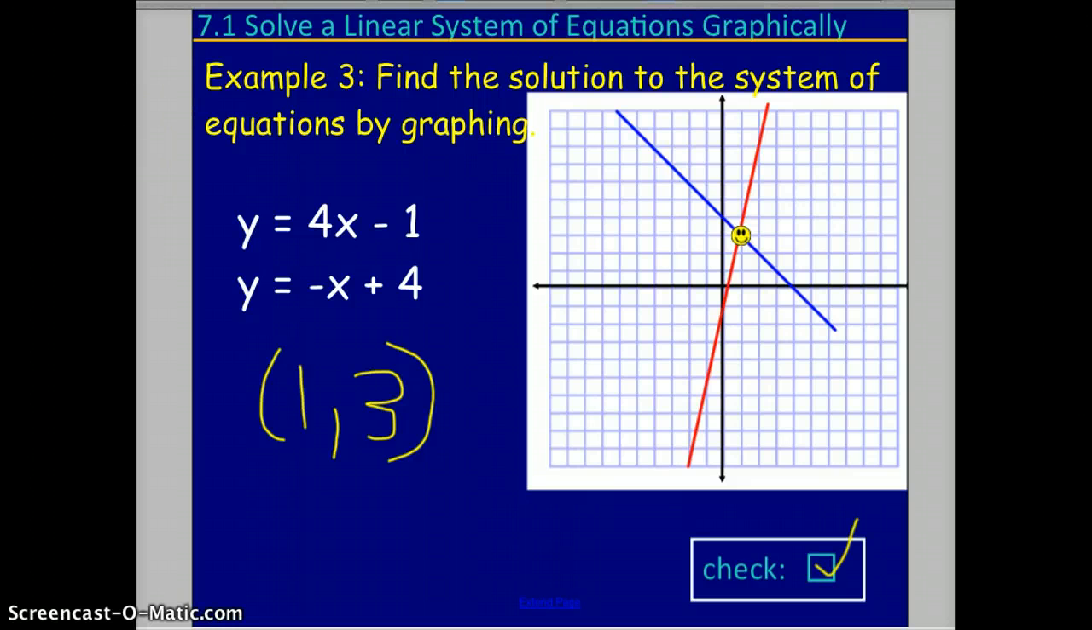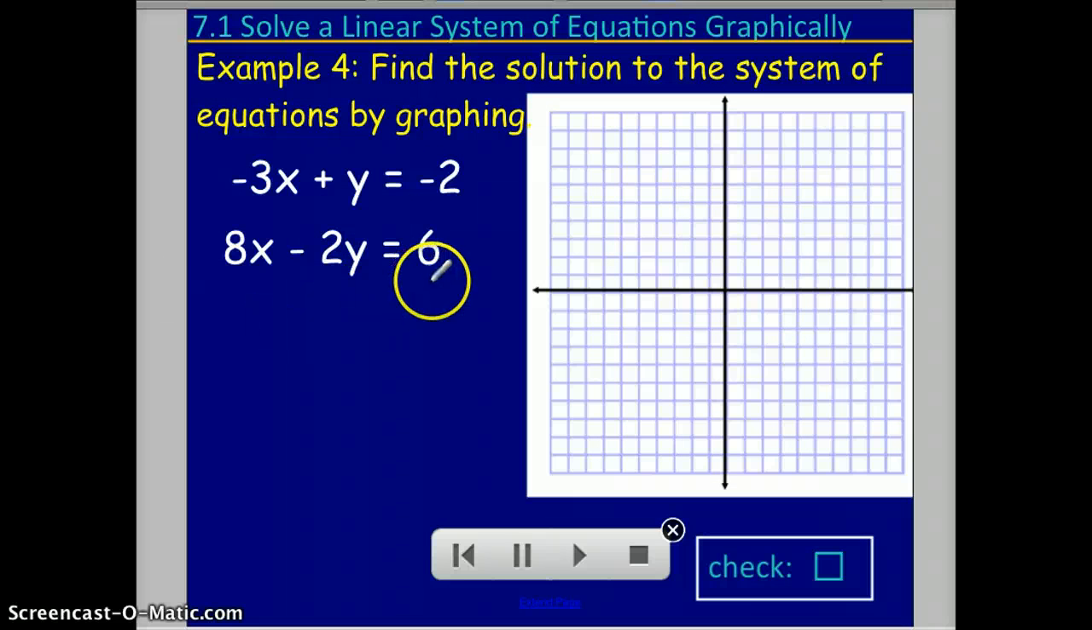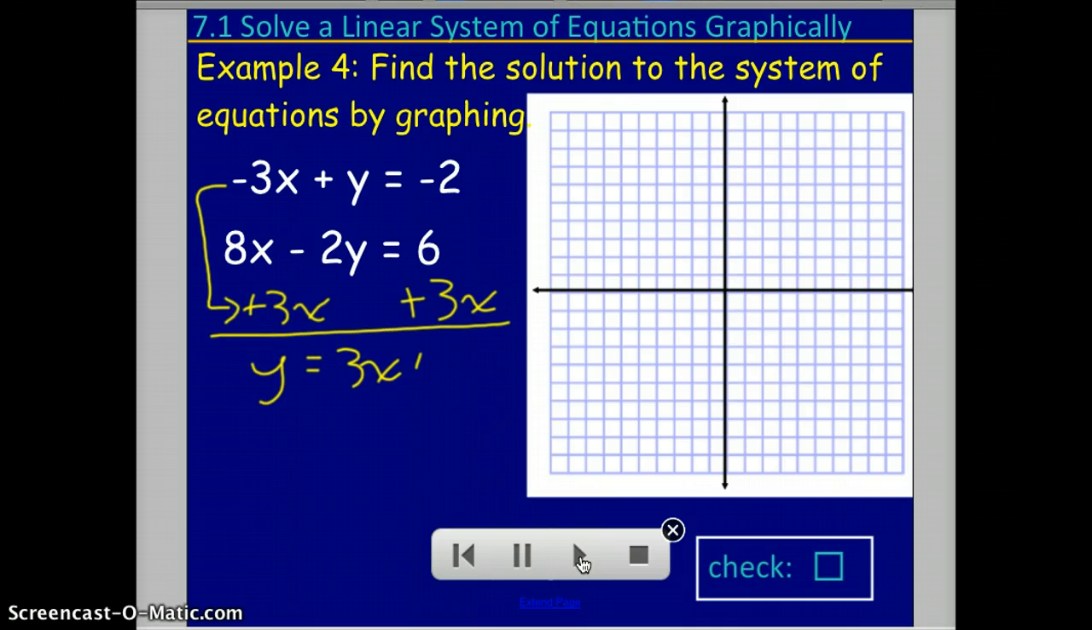As we get a little bit more complicated, we're going to take an equation that's not in slope-intercept form, it's in standard form, and both of them are. Watch what we have to do here in order to find the solution of this linear system. First, we have to make it into slope-intercept form in order to graph it. And so we get y equals 3x plus negative 2. So we're going to go ahead and graph that line.